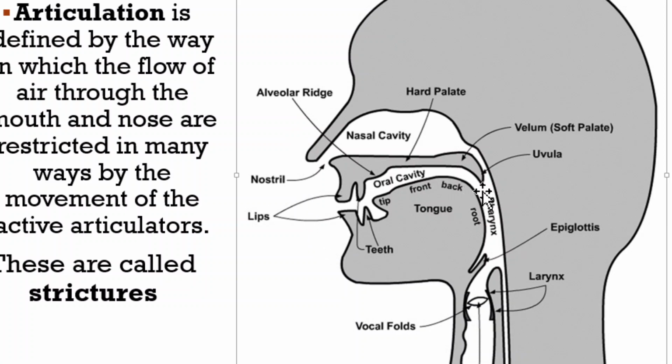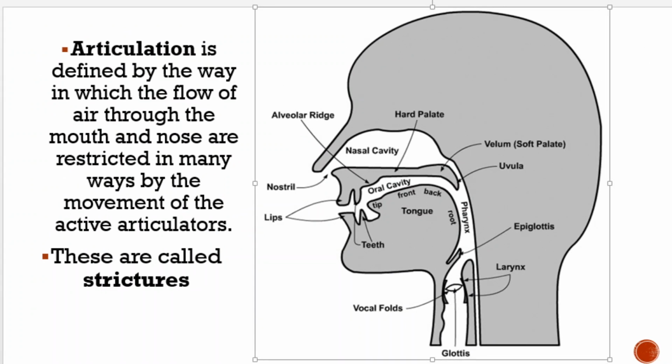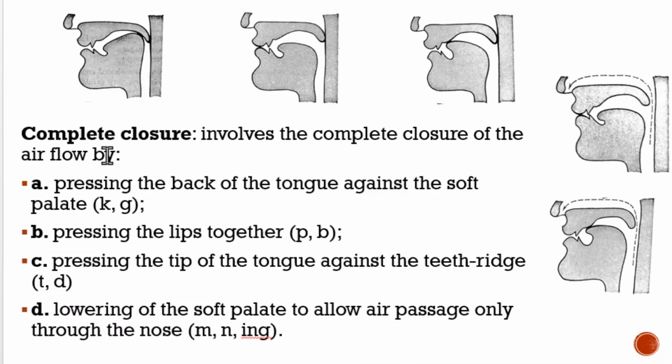So when the tongue moves up and down, the front of the tongue or the back of the tongue, there are many strictures occurring, or narrowing occurring, which affects the quality of the sounds. Let us look at that. The first kind of stricture is complete closure, involving the complete closure of airflow, temporarily of course, but complete closure.